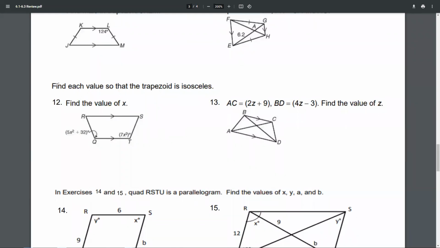Number 12, find the value so that the trapezoid is isosceles. So if this is going to be isosceles, again, the base angles are going to be equal to each other. So 5x squared plus 32 is going to have to equal 7x squared. Solve for x, I'm going to subtract 5x squared on both sides. So that's going to be 32 equals 2x squared. Okay, I'm going to divide both sides by 2. So I get 16 equals x squared.